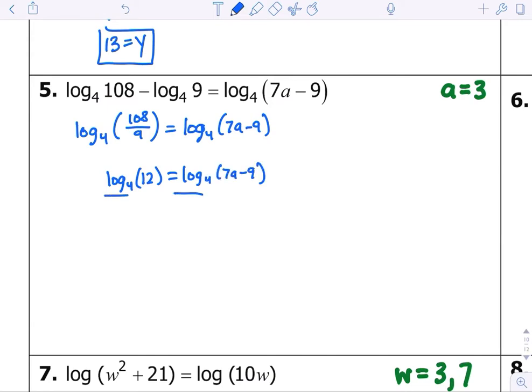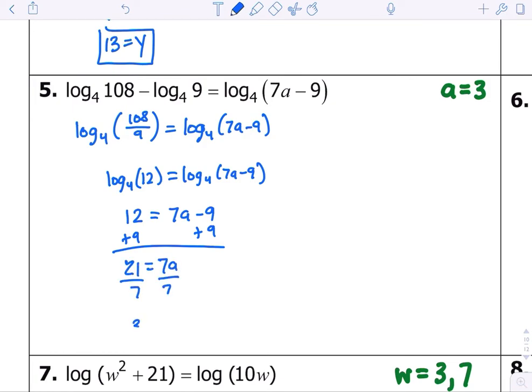Okay, so we have log equals log, so that means we can just equate that to that one. So 12 is going to equal 7a minus 9, so let's solve for a. Add 9 to both sides. Divide both sides by 7. 3 is equal to a. And if you guys plug it in, it looks to be okay. So there's your guys' answer.